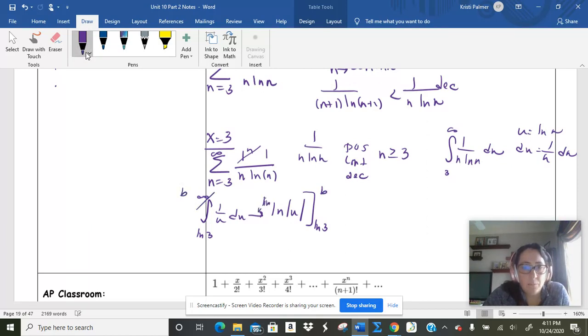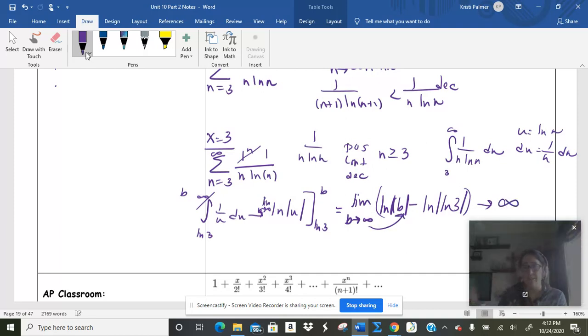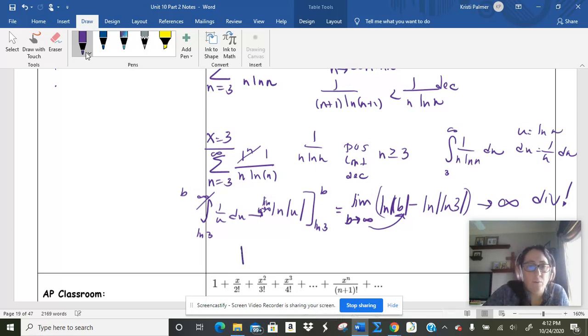Now we want the limit. So this would be the limit as b goes to infinity. The ln of the absolute value of b minus the ln of the ln of 3. That goes to infinity minus something small is still infinity. So this diverges. So I know that 1 converges and 3 diverges. Or you could have wrote it like this.